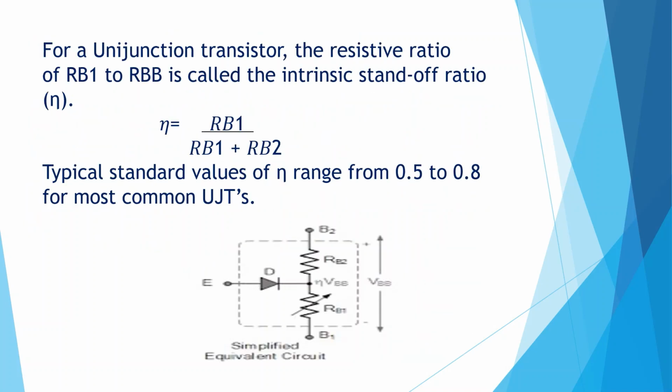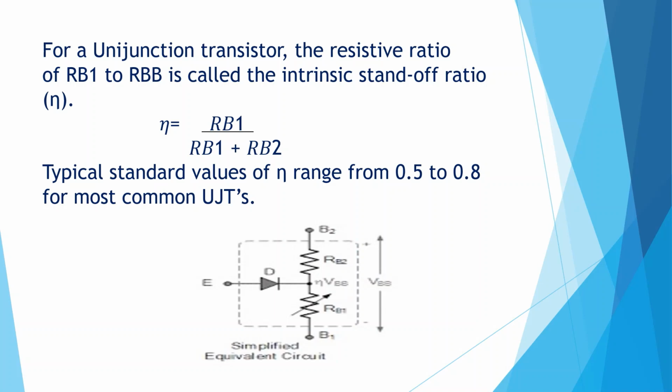For a unijunction transistor, the resistive ratio of RB1 to RBB, that is the total resistance between base 1 and base 2, is called the intrinsic standoff ratio, which I have already specified. Eta is RB1 upon RB1 plus RB2, and the typical value of eta ranges from 0.5 to 0.8 for most common UJTs. Basically, what we are trying to understand is the voltage drop across RB1. It will be eta multiplied by VBB, the total potential which has been applied.